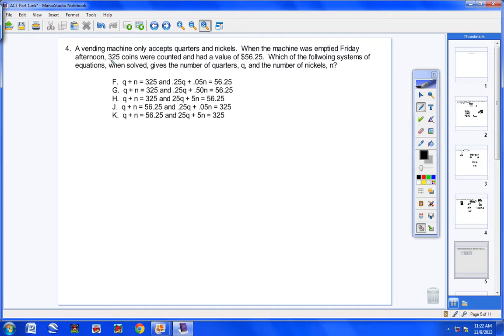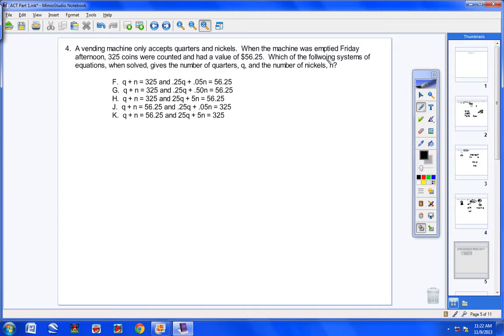All right, number 4. A vending machine only accepts quarters and nickels. When the machine was emptied Friday afternoon, there were 325 coins. So there's your total coins. There was a value, the actual cash value, when they counted up all the coins and did all the math on it, was $56.25. That's the total value.